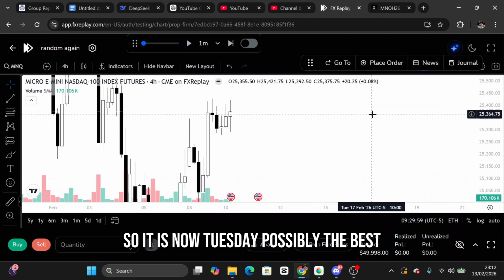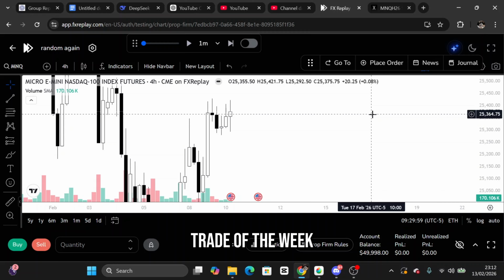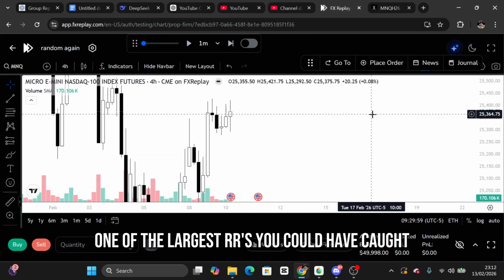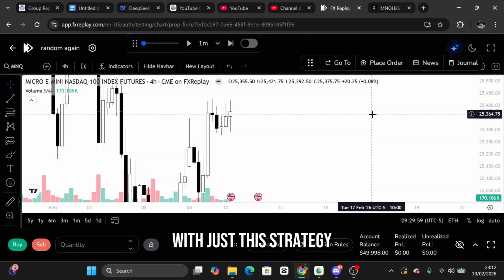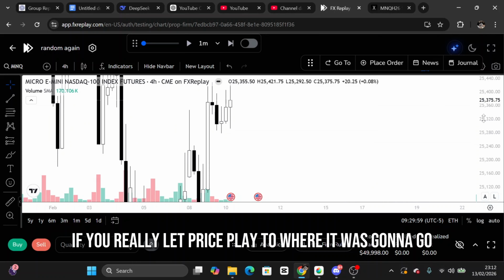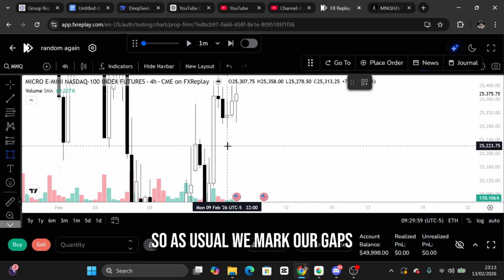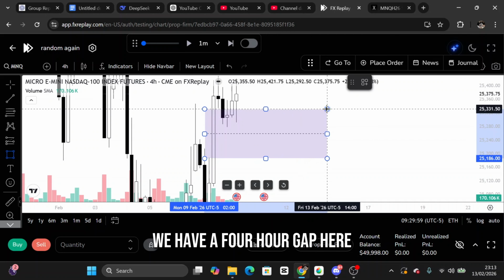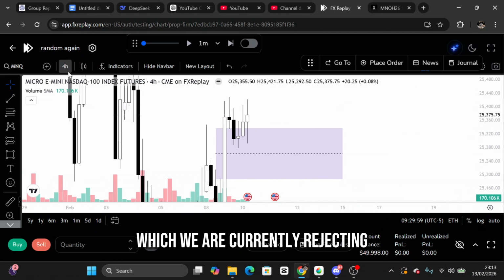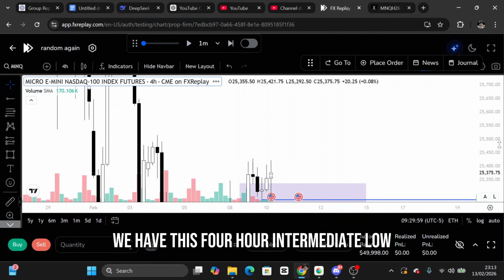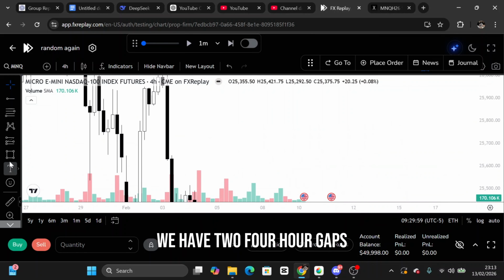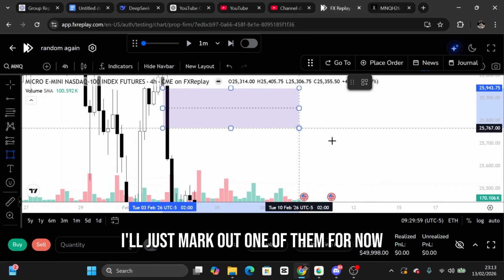So it is now Tuesday, possibly the best trade of the week. One of the largest RRs you could have called with just this strategy, if you really let price play to where it was going to go. So as usual, we mark out our gaps. We have a 4-hour gap here, which we are currently rejecting. We have this 4-hour intermediate low. We have 2 4-hour gaps. I'll just mark out one of them for now.